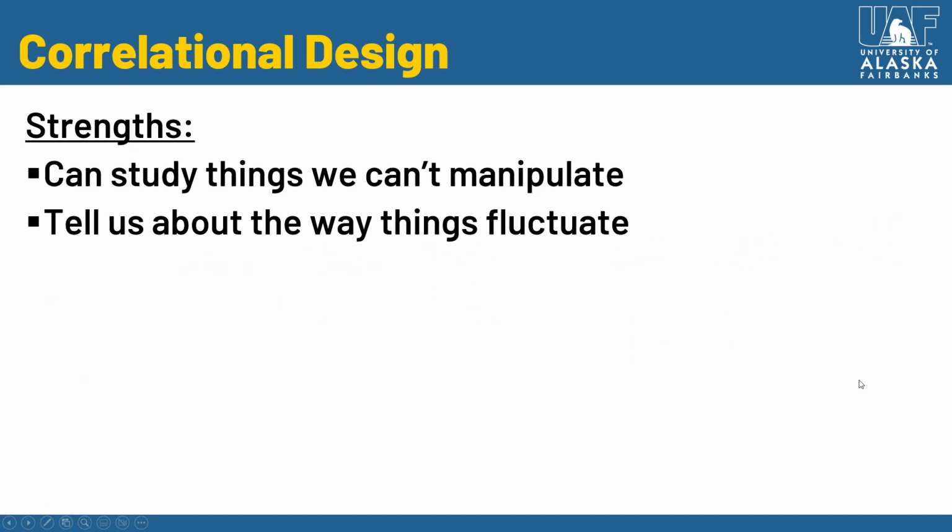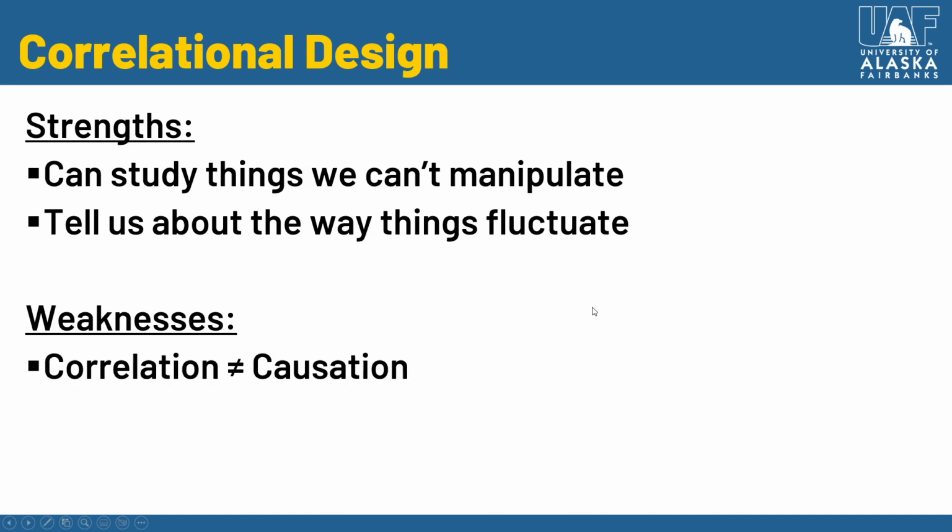And so the strength of correlations is that we can study things we can't manipulate, right? We don't even have to. We just need some way to measure it, some way to basically quantify it, and we can look at correlations. And we can see how things fluctuate, right? Do they fluctuate together? What tends to go together? What tends to not go together?